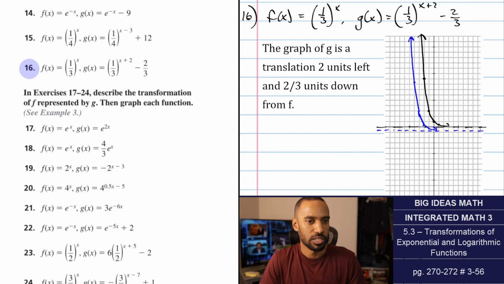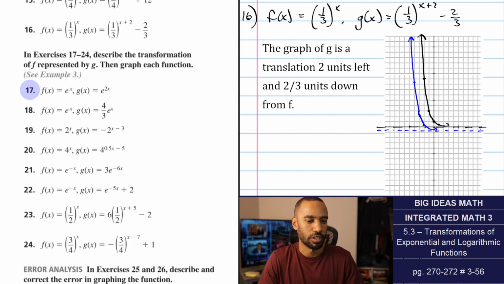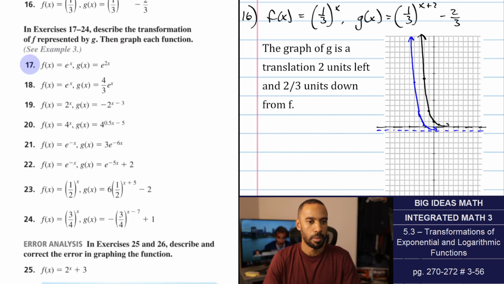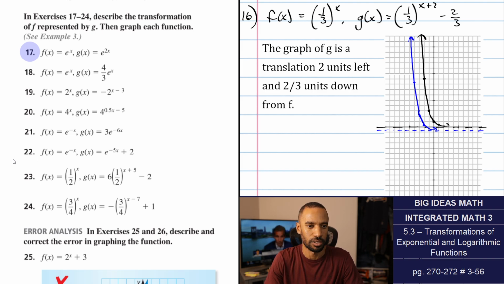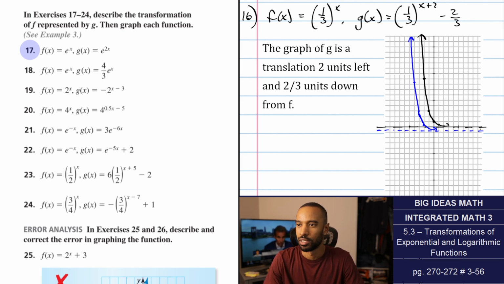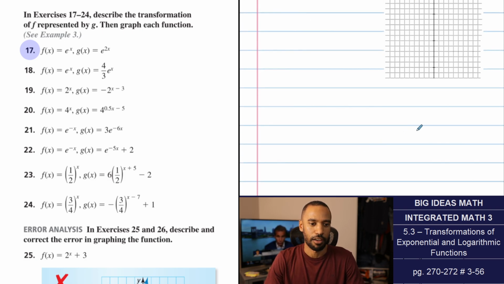Let's move from 17 to 24. Describe and graph these ones. These are going to be more so horizontal and vertical stretches and shrinks. Maybe a little couple translations here and there. Let's see how tough some of these ones get. The ones with e and stuff, I'm tripping over a little bit.